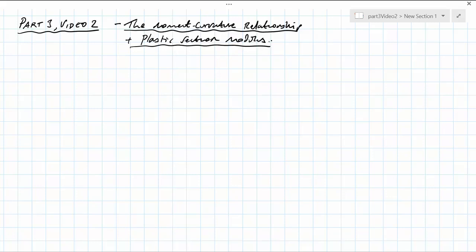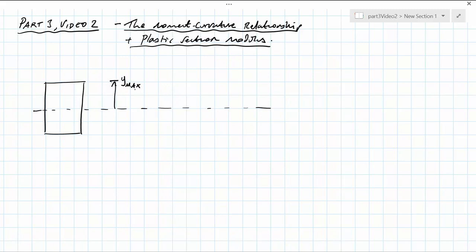In this video, you'll be shown how the relationship between bending moment and curvature can be constructed for elements strained beyond the elastic limit. To begin, we consider a rectangular cross-section whose depth to the neutral axis is measured by the coordinate y, where y max is the distance from the neutral axis to the extreme fibre.